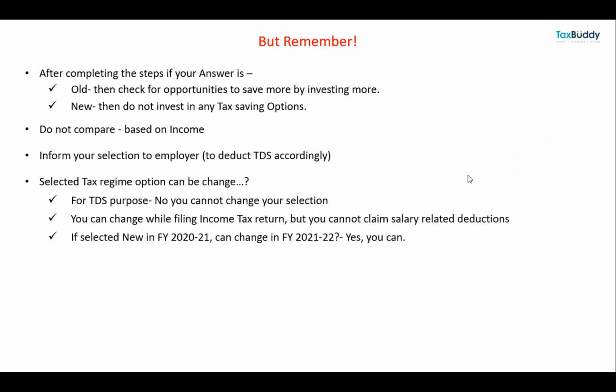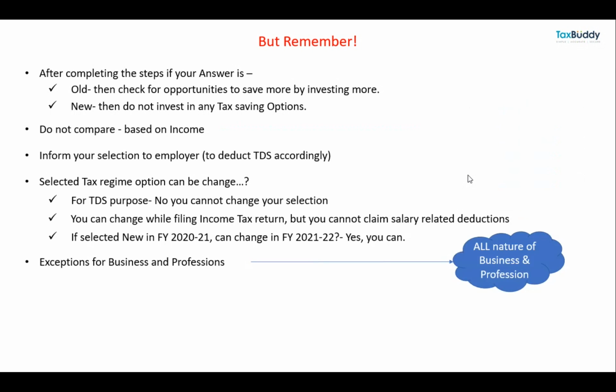Next, if I selected the new regime in financial year 2021, can I change in financial year 21 to 22? Yes, you can do so. Selecting any regime which is beneficial for you can be adopted. This choice can be exercised every year. But there is an exception for persons having income from business and professions, of all natures of business and professions.